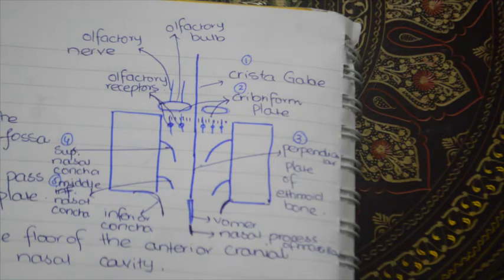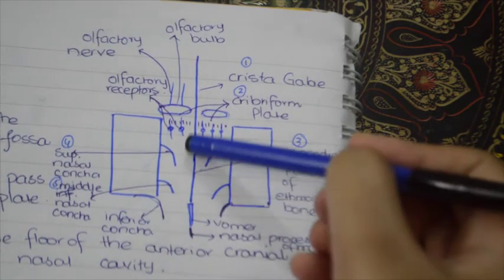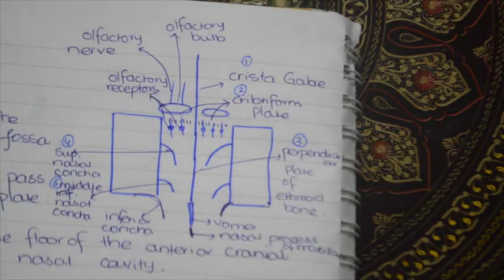Then the perpendicular plate of the ethmoid bone, that was, as you can see, this one. The perpendicular plate of the ethmoid bone is one of the bones that make up the septum. There are 3 bones that make up the septum. The first is the perpendicular plate of the ethmoid bone, then there is the vomer, and then there's the nasal process of the maxilla, as you can see in the diagram as well.